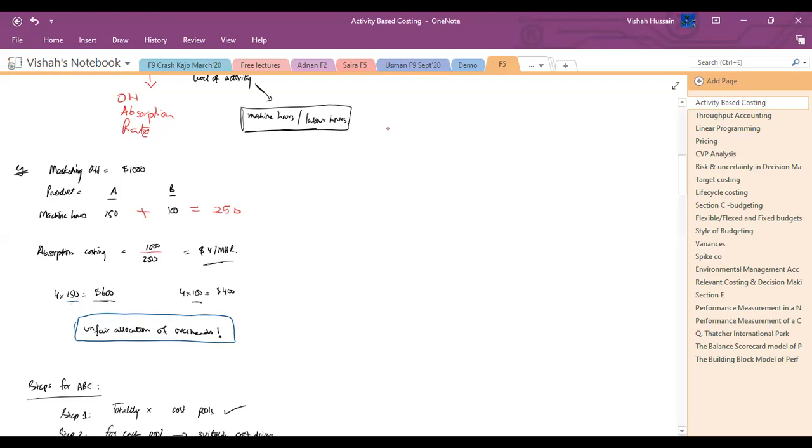Now, when you apply this overhead absorption rate onto the product, again, the amount of overheads that you're trying to absorb is going to be unfair. The allocation of the overheads is going to be unfair because this allocation should be based on labor hours and not on machine hours. Okay, are we clear about this?